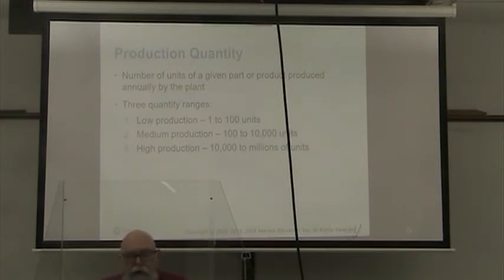The production quantity, obviously that's just the number we're making. These guys make a hard and fast division between low, medium, and high. But that, I think, would also depend on what we're making. If we're making nuts, bolts, and screws, what they consider medium production would actually probably be low production. But that's how they're dividing it up. Okay, fine. Do your thing.